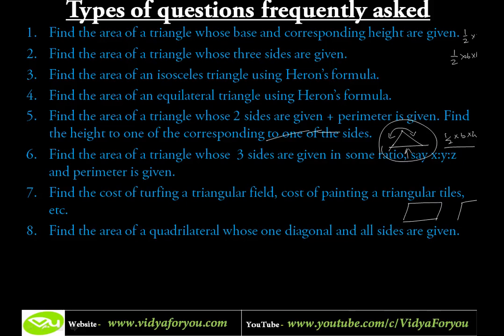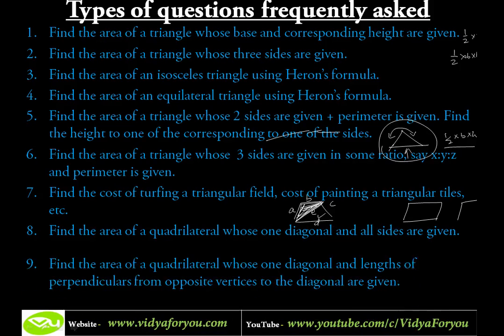Let's take this one. So they have given one diagonal and all sides they have given, A, B, C, D. So how to find the area of such a quadrilateral? Basically this quadrilateral can be divided into 2 triangles. This is one triangle and this is another triangle where all the 3 sides are given. Can't we find the area of both the triangles and sum it up? So that's it. That's the area of a quadrilateral whose one diagonal and all sides are given.